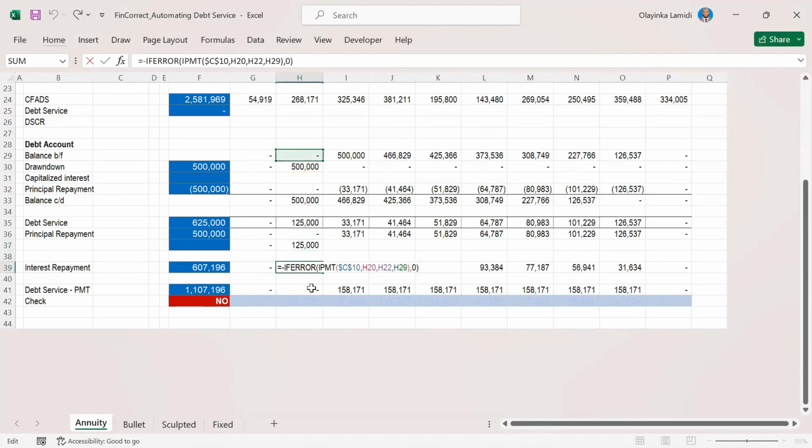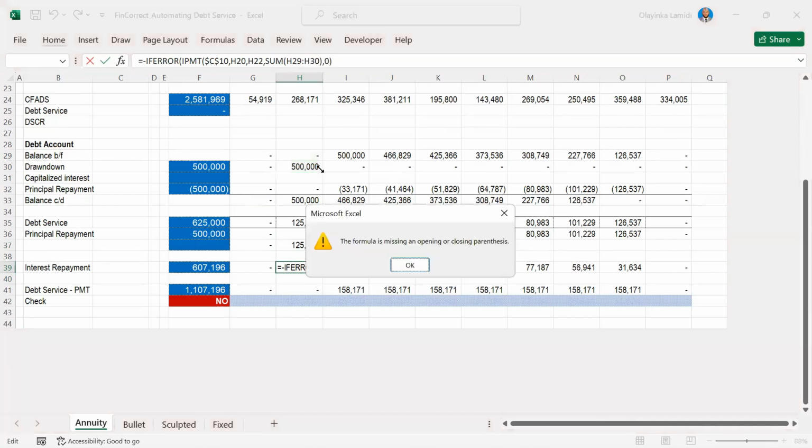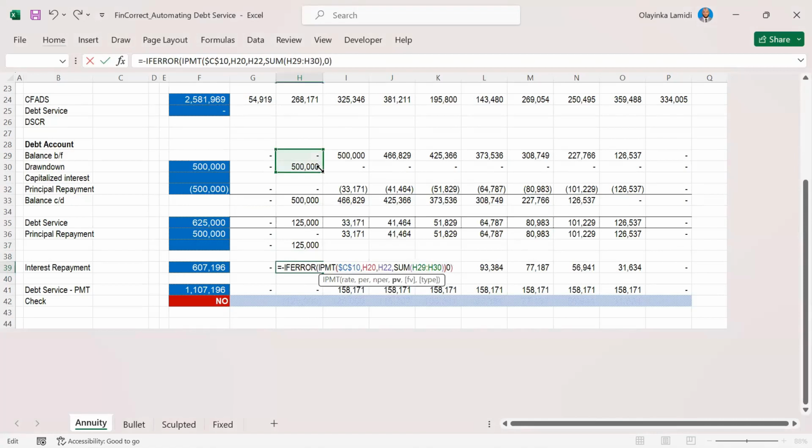But on this note, you can see this one is different. It's not recognizing any interest repayment for this period. So the only thing that I can just do to capture that is to use the sum formula as well, and drag this down a bit and punch enter. Okay, I think I have to include this.